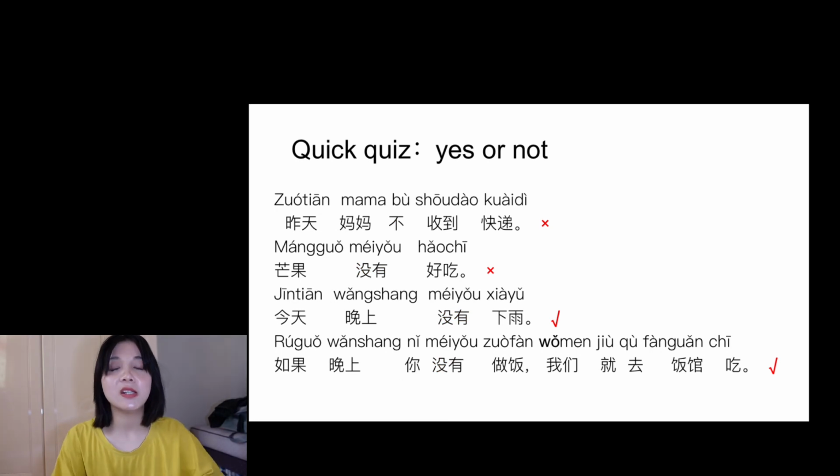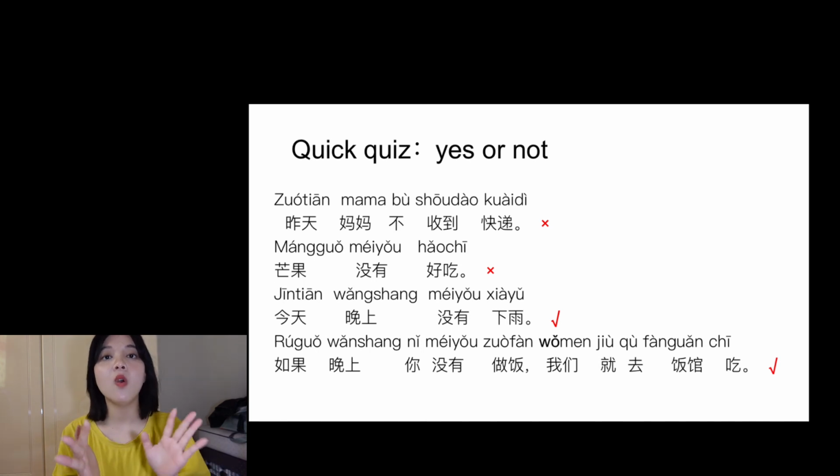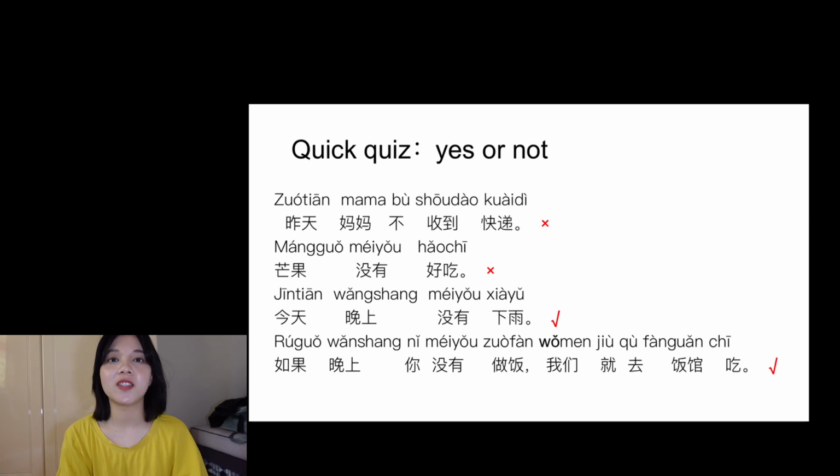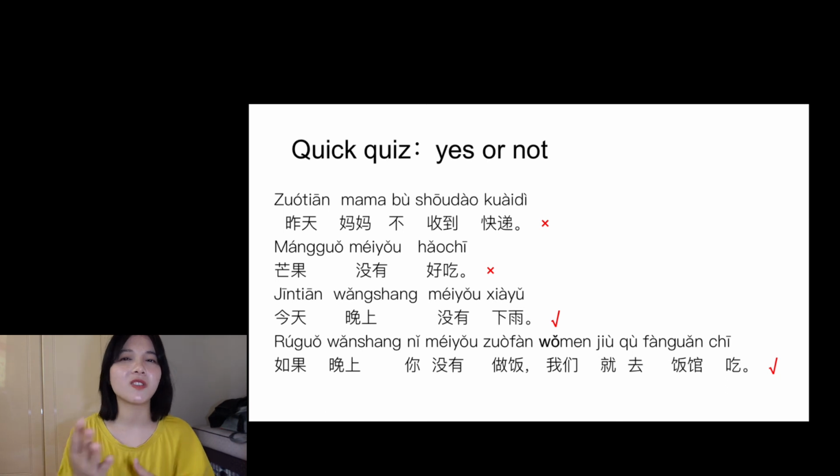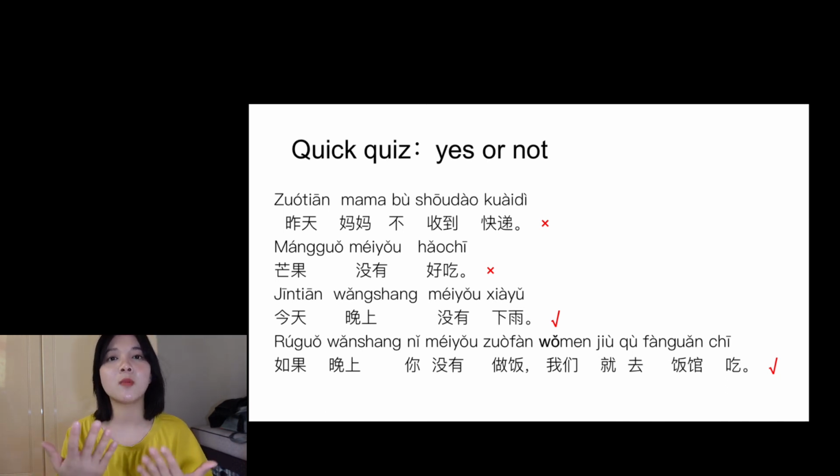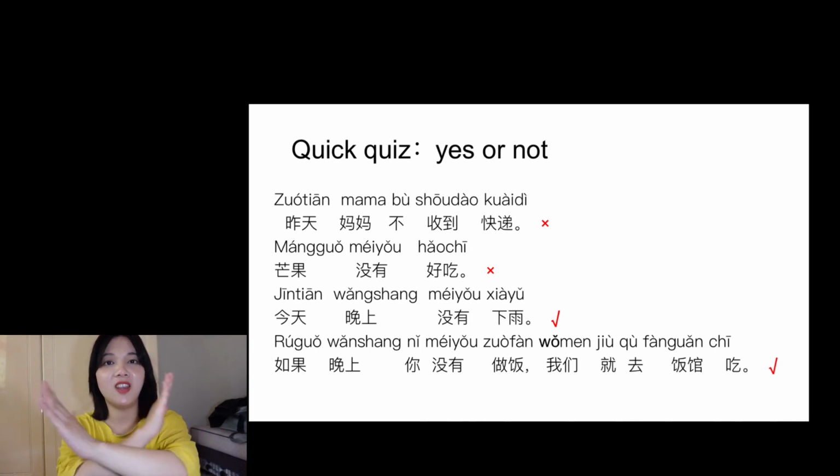Okay, now let's check. 昨天妈妈不收到快递。See, when we use 不 and add a verb to describe something happened in the past, we deny that something happened frequently, or it shows one's intention. So in here, 收到 means receive. It's not someone's intention. It's just a objective presentation. So we need to use 没有。昨天妈妈没有收到快递。Yesterday, mom didn't get the package. So in here, it's no for sentence 1.